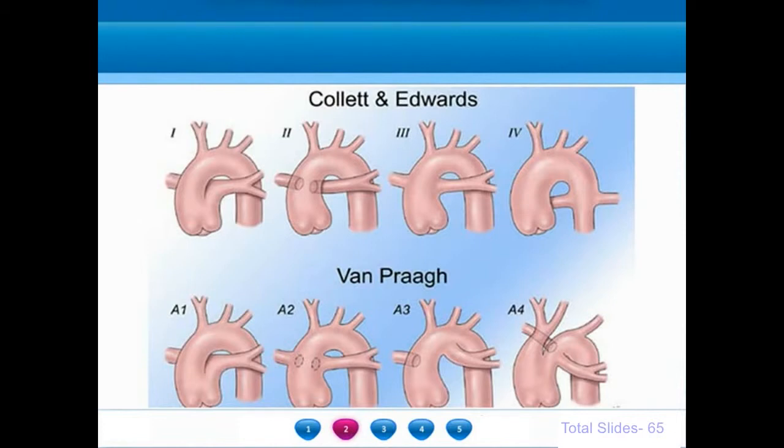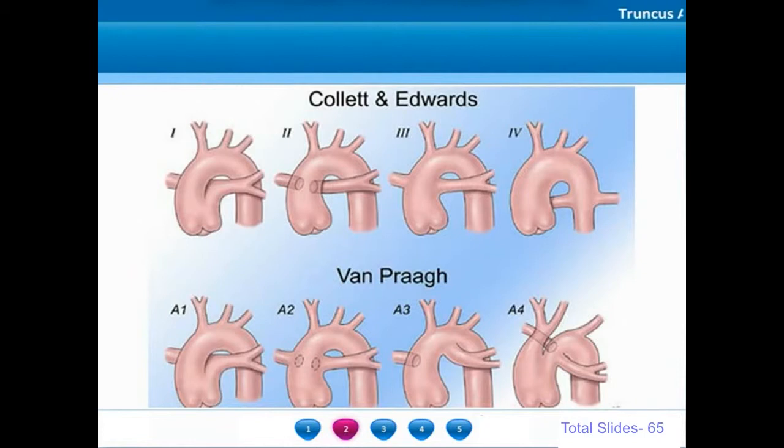In type 3 Truncus, right and left pulmonary artery arise separately from the trunk and the origins of the two vessels are far apart. And type 4 Truncus refers to origin of the blood vessels that supply the lungs from the descending thoracic aorta. In fact, type 4 Truncus arteriosus is VSD with pulmonary atresia and aortopulmonary collaterals.